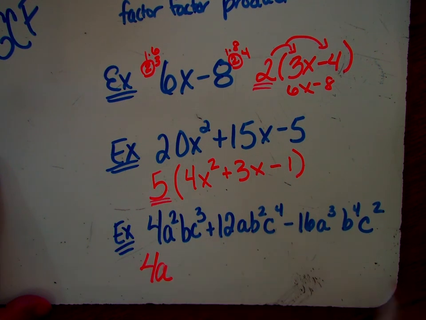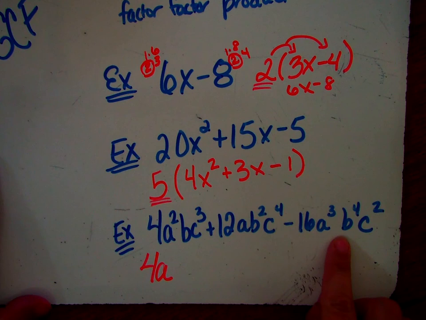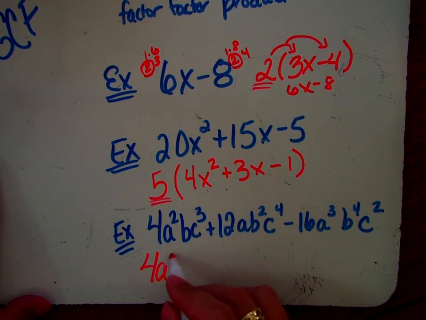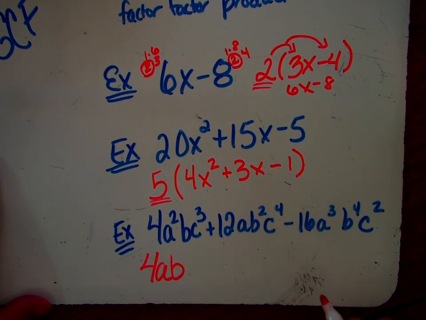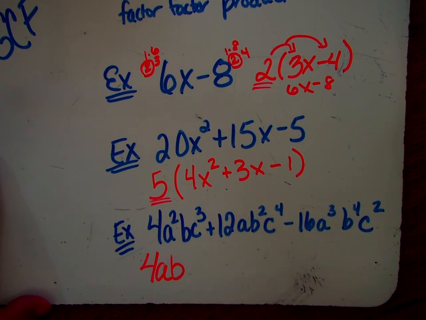Then we look at b's. b, b, b. Okay? So what's my lowest b? Right here, 1. He only has 1 to give me, so I'm going to take that 1. Then I'm going to look at my c's. I have 3, 4, 2, so I can take 2 c's away.